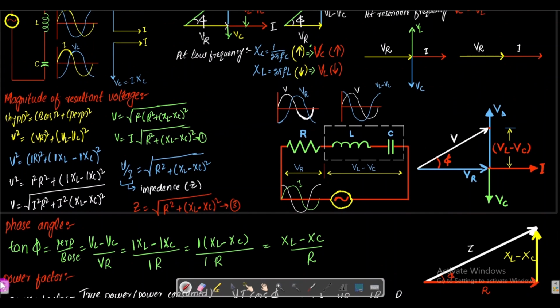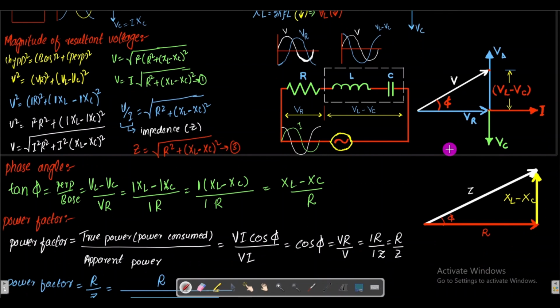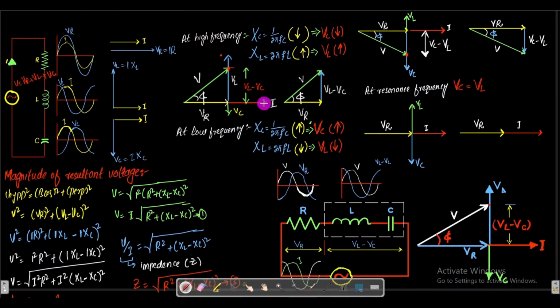By this angle phi, the current I will be lagging behind that resultant voltage. The voltage VR will be lagging behind the resultant voltage, and here VL minus VC will lead the resultant voltage. So this is that angle phi. In this diagram, we know about VR, we know about VL minus VC, and we determined the expression for the magnitude of this resultant voltage, and we also determined this angle phi. So this was the explanation for the RLC series AC circuit.